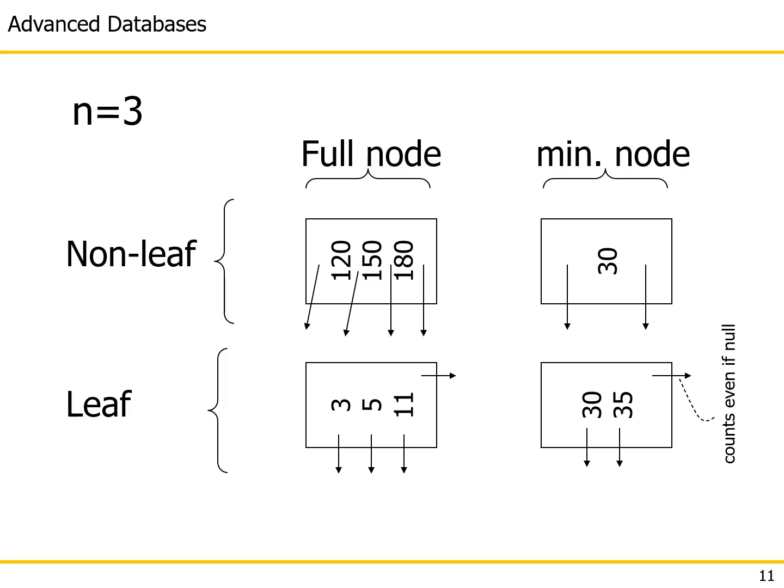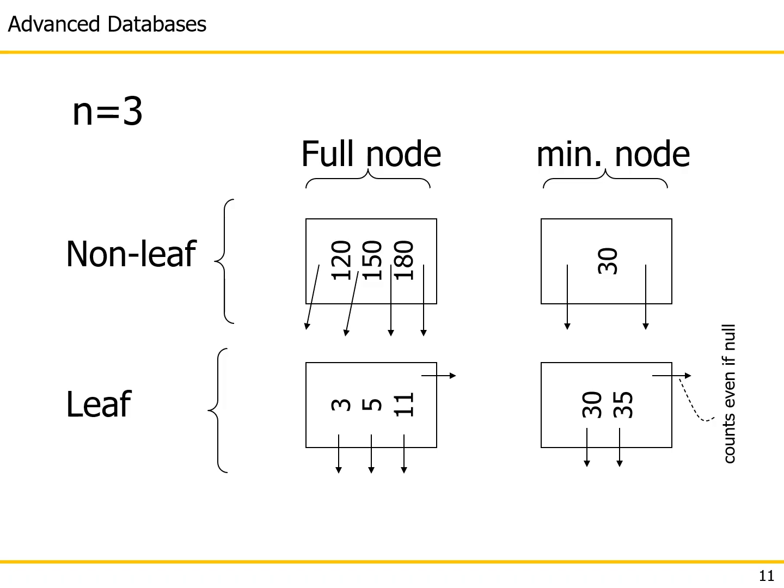The sibling reference that takes you to the neighbor leaf, okay? Now, if you look at the non-leaf level, we already explained this. If you have 3 keys, then you must have 4 references. So here's n and n plus 1 again. Less than 120, between 120 and 150, between 150 and 180, and greater than 180.